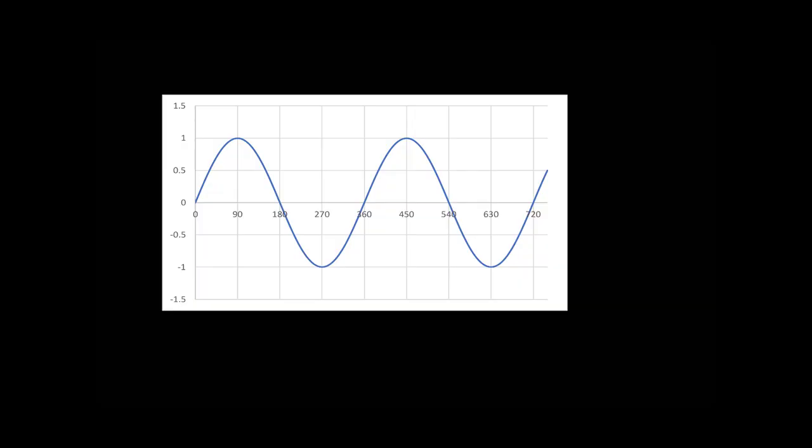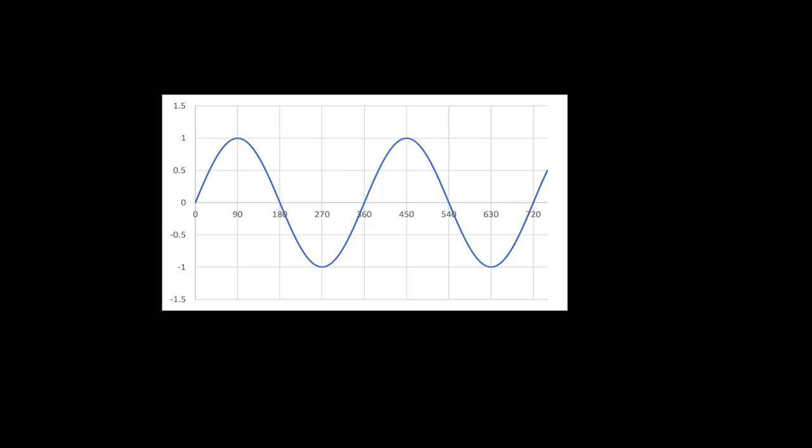You are expected to be familiar with three common trig functions and their graphs: sine, cosine and tangent. You'll also be required to know the trig values of some common angles that arise. Let's look at the graphs first.